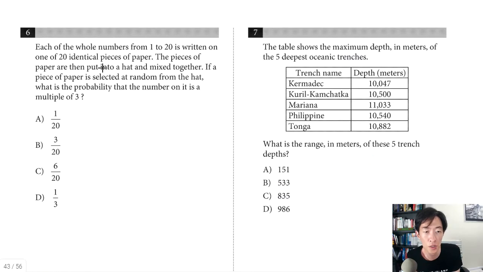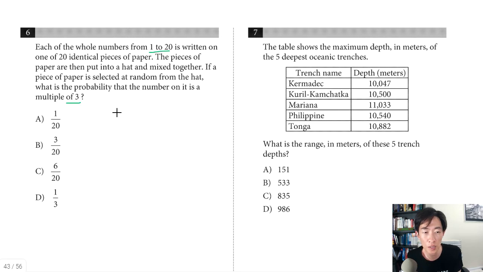Question 6, each of the whole numbers from 1 to 20 is written on one of 20 identical pieces of paper. The pieces of paper are then put into a hat and mixed together. If a piece of paper is selected at random from the hat, what is the probability that the number on it is a multiple of 3?